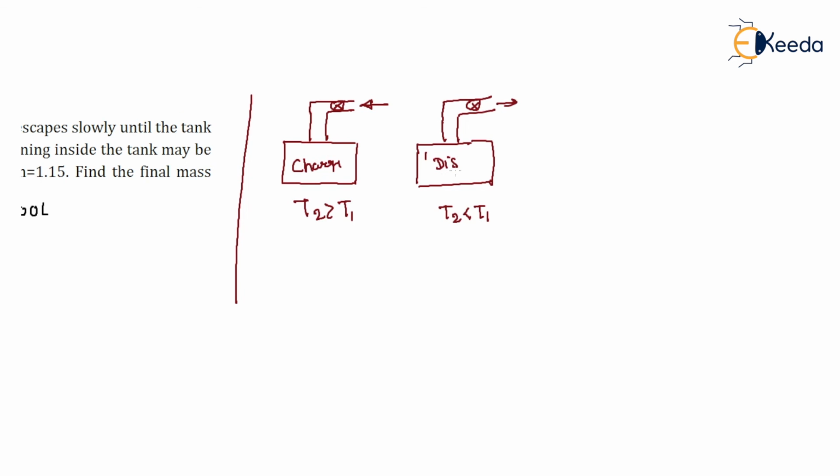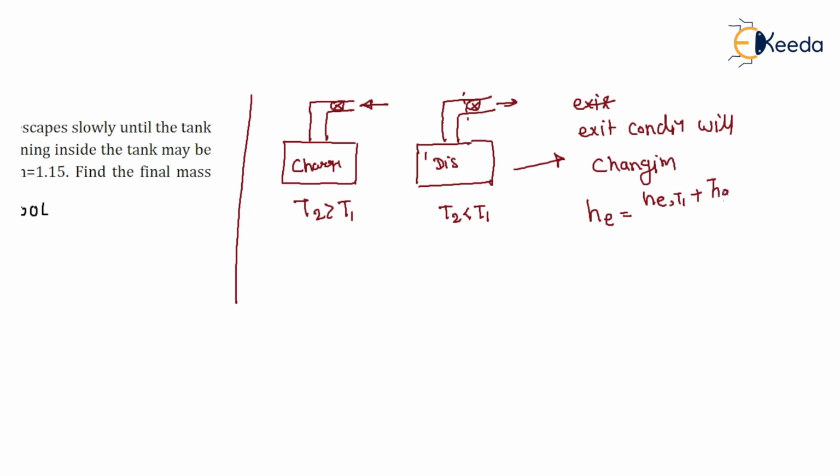Number second, number third, the exit condition will be changing in the case of discharging. So the enthalpy at exit we always take as enthalpy exit at temperature T1 plus enthalpy exit at temperature T2, by 2. These 2 points must be clear. Okay, thank you.